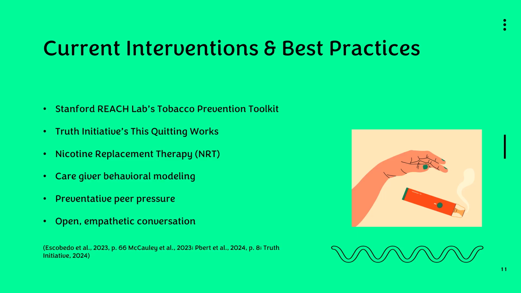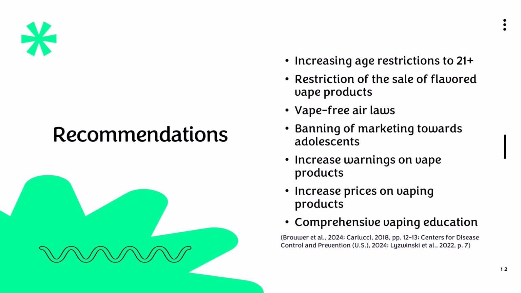Some of the current interventions and best practices for helping with vape addictions and smoking cessation are the Stanford REACH Lab's Tobacco Prevention Toolkit, Truth Initiative's This Is Quitting. You have nicotine replacement therapy, as well as things like caregiver behavioral modeling, preventing peer pressure, and open, empathetic conversations from a caregiver or friend.